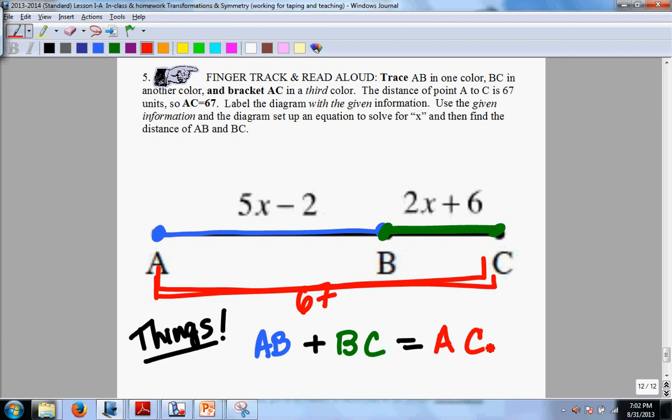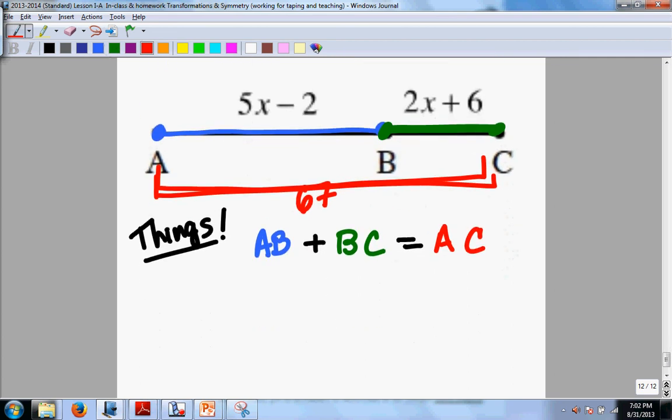Do you see how the colors are helpful? Using the first equation, you go back and you do circle, plug, chug. Watch, you circle AB, plug it in, and you go from there.